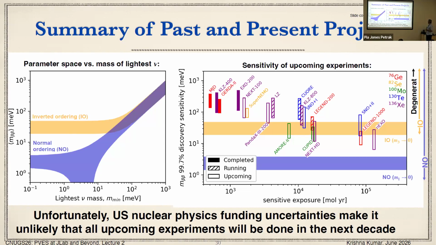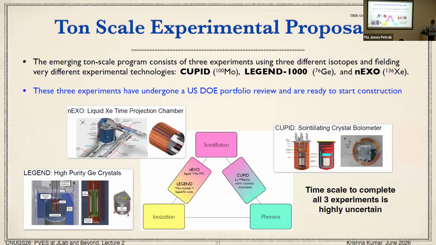Unfortunately, these experiments, and in fact, I am part of the nEXO collaboration, US nuclear physics funding uncertainties make it unlikely that all these experiments will get done. LEGEND-1000 is going ahead, but nEXO is stalled at the moment because of lack of funding in DOE nuclear physics. So this is sort of the summary of the three experiments that are considered viable at the ton scale.